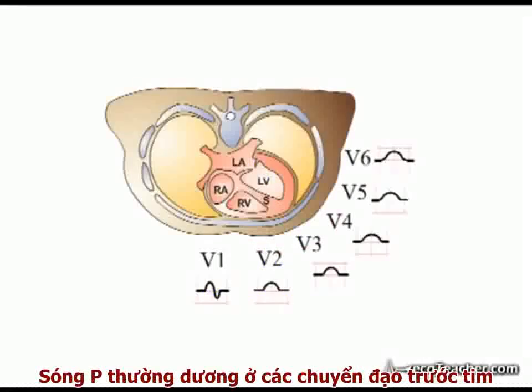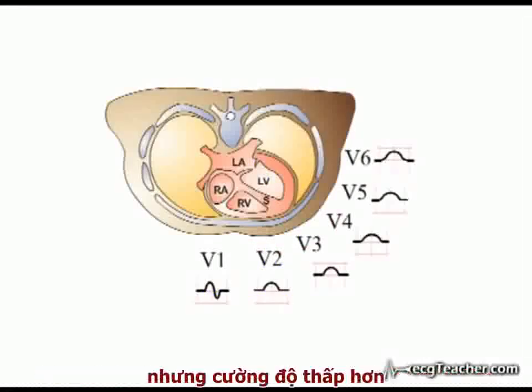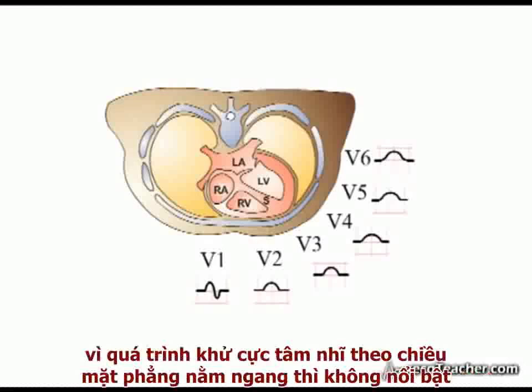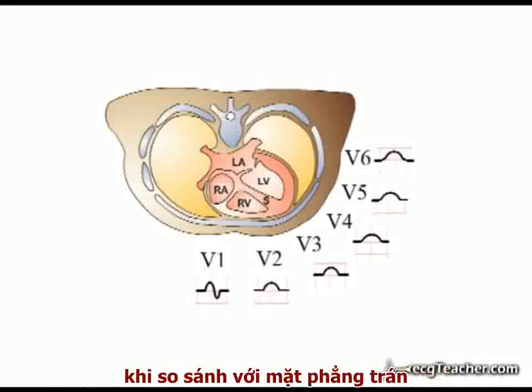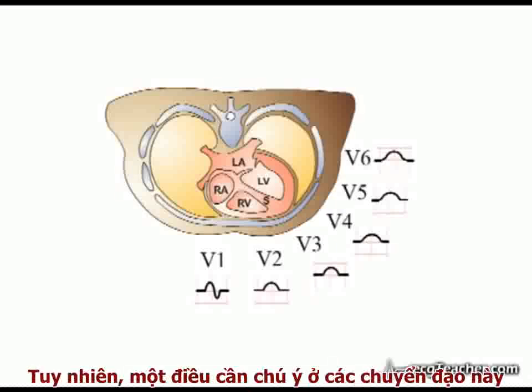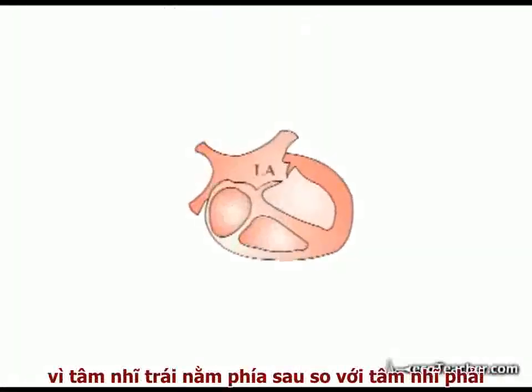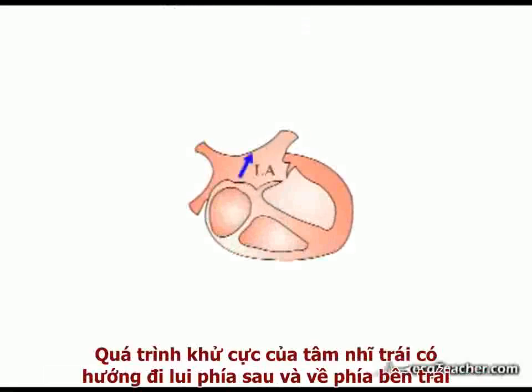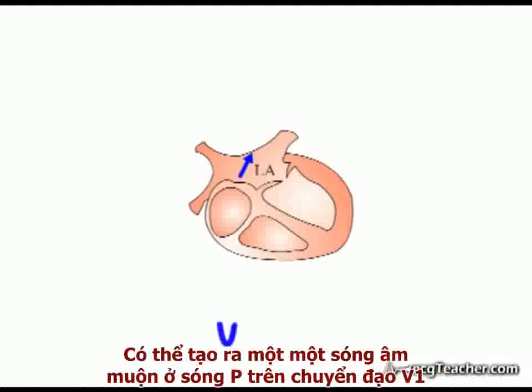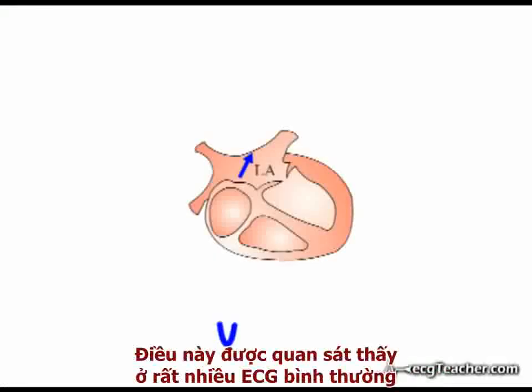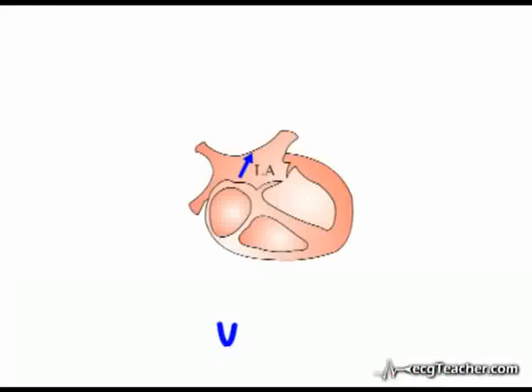P waves are generally positive in the chest leads, but tend to be of low amplitude, as the spread of atrial depolarization is less prominent in the horizontal plane compared to that in the frontal plane. However, one point of note in these leads: as the left atrium lies somewhat posterior to the right chamber, left atrial depolarization moving posteriorly and to the left may produce a small negative terminal deflection in the P wave recorded in lead V1. This is observed in many normal ECGs.